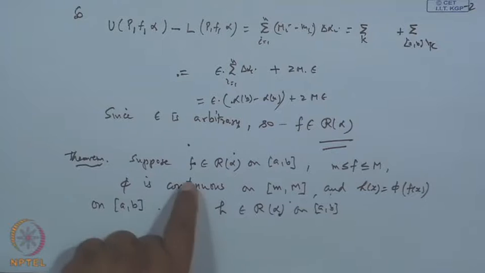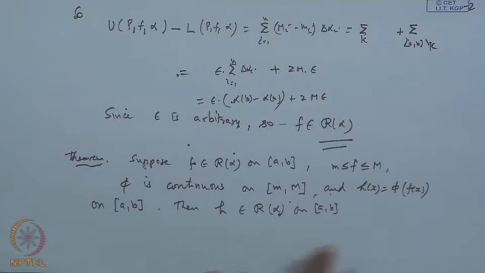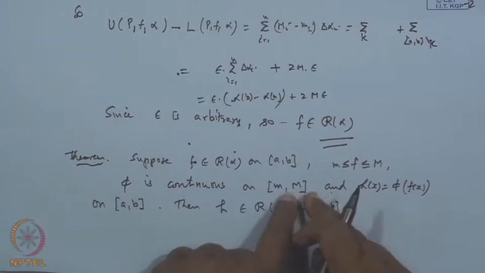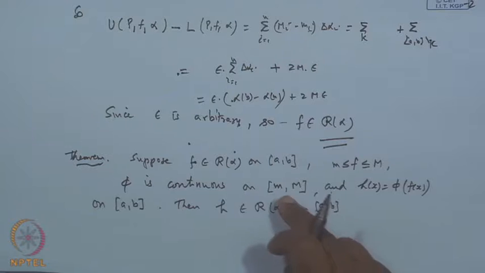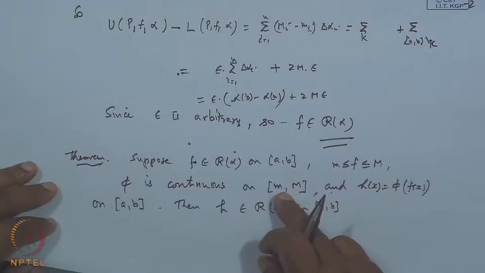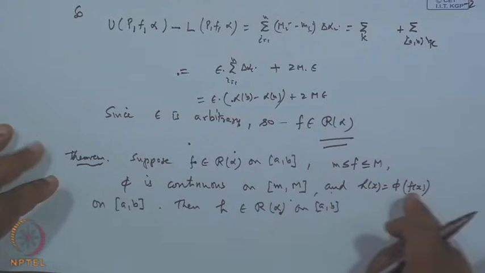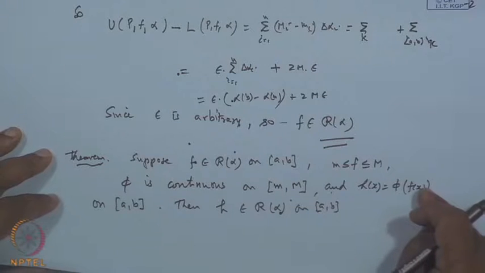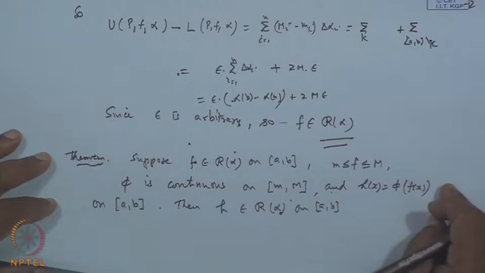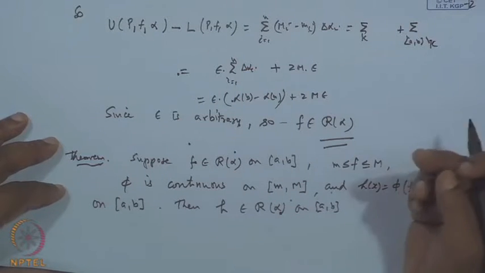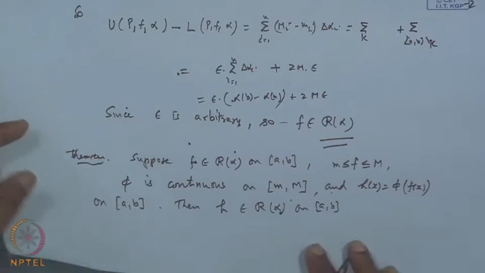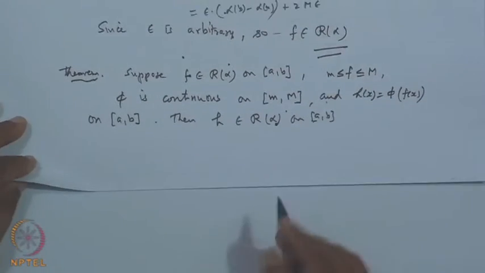So, if the function f is a Riemann integrable function and phi is a continuous function on the range set of f, which is an interval, then the composition of this function, the continuous image of a Riemann-Stieltjes integrable function, will be Riemann-Stieltjes integrable. That is what it says.